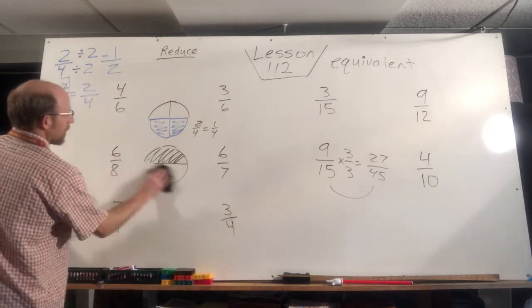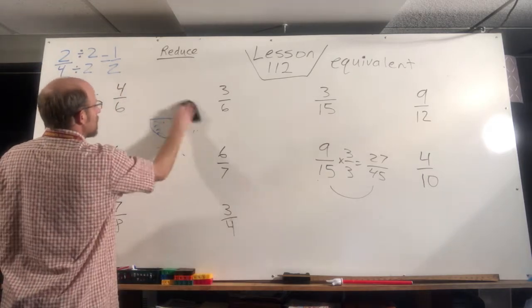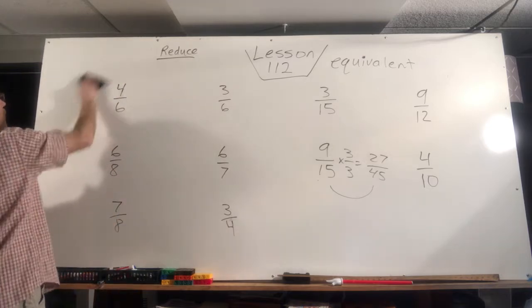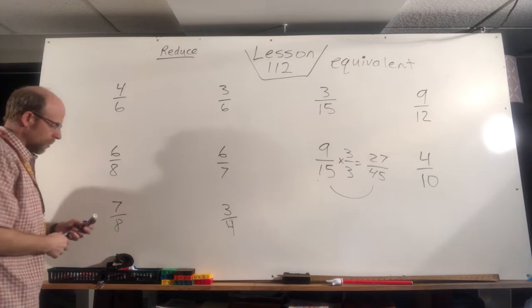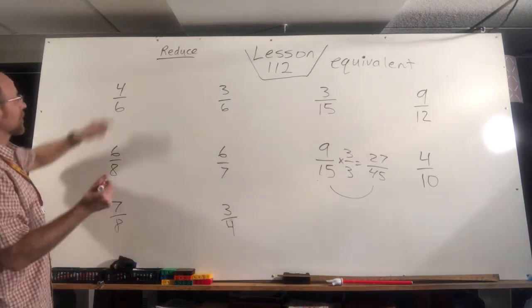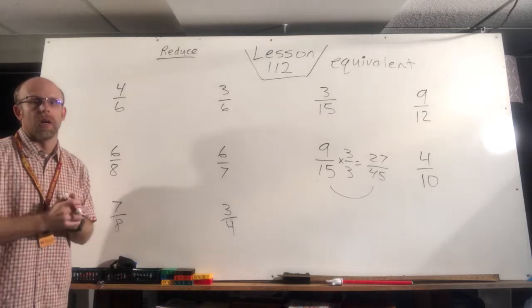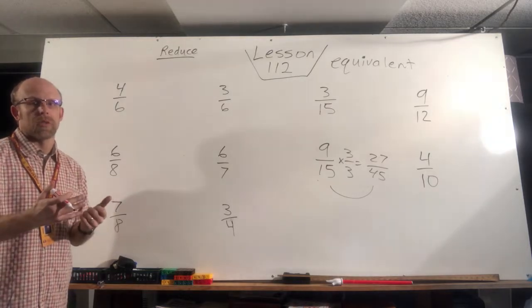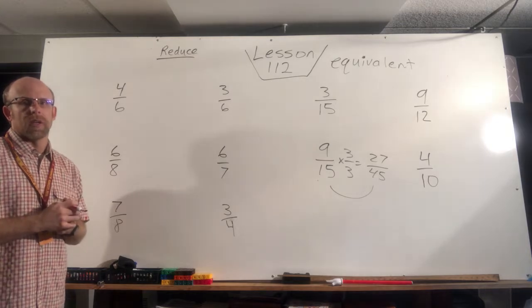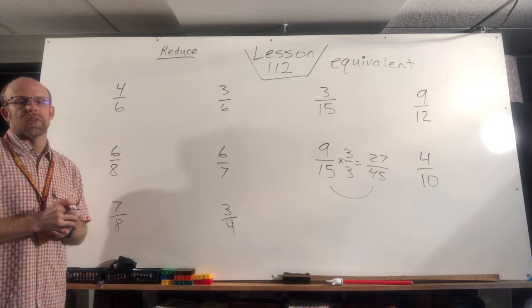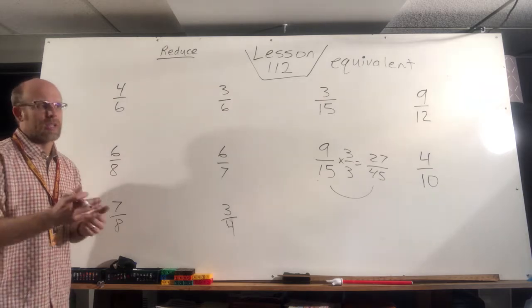Okay, so now I'm going to erase all this, and we're going to get to the problems that are on the board. These are all problems we're going to work through. So if I take 4/6, I've got to find a number that will make it smaller. Some fractions can be reduced and some can't. So I've got to find the same number that I can divide out of both of them. Why does it have to be the same number?